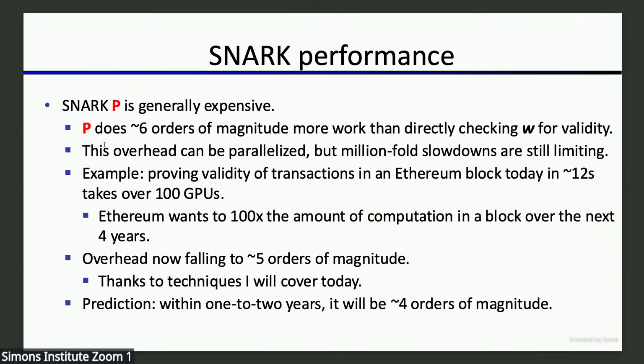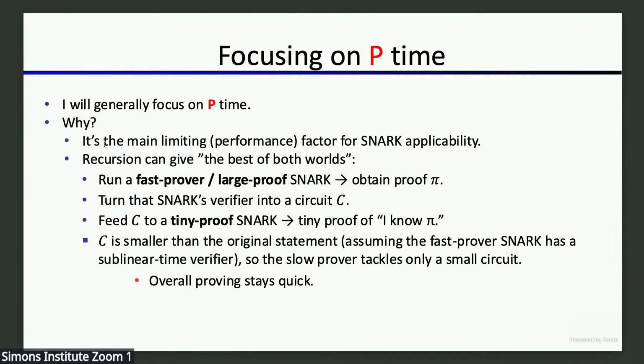I do think this overhead of 6 orders of magnitude is falling, and I think within a year or two it can go down to about 4 orders of magnitude. Still a lot, but I think that's low enough that some interesting new things will be possible that aren't possible today. So I'll generally focus on prover time for the reasons I just said. It's the main limiting factor for SNARK applicability.